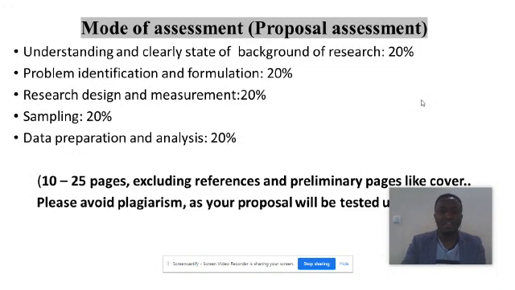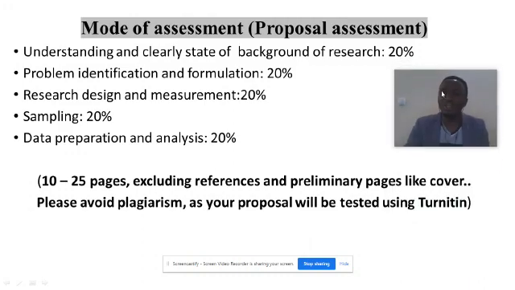And this is the mode of assessment. We'll be assessing your proposal, which you'll be giving at the end of this course. In the proposal assessment, the introduction and background will have 20 points, that is 20% out of 100. Identification and formulation of the problem, 20%. The research design and measurement, 20%.